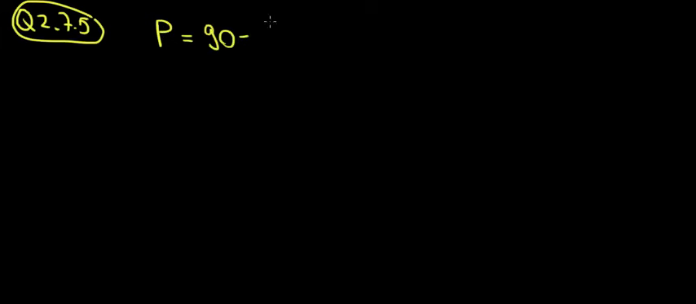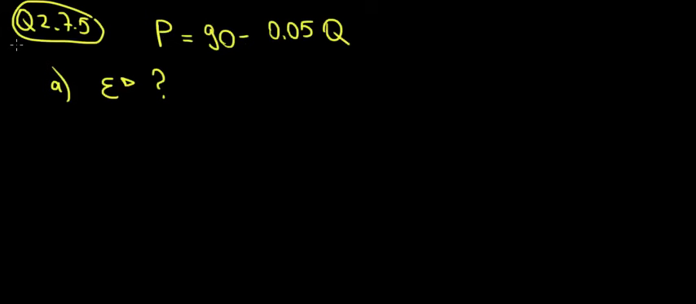Let's solve question 2.7.5. We'll work here with elasticity. So we're going to work on a new concept. Let's first of all write our function. Our demand function is price equals 90 minus 0.05 times Q. And in question A, they ask us what is the elasticity of demand.